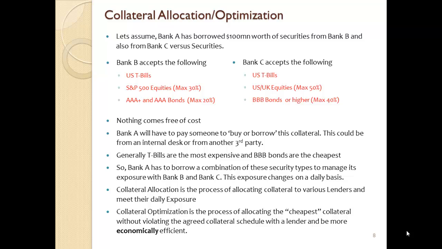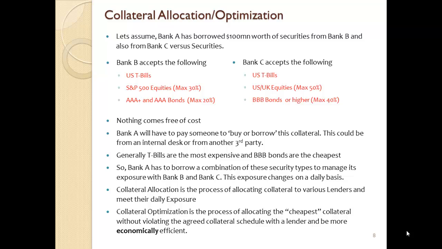Bank C, on the other hand, accepts a slightly more diversified portfolio of US Treasury bills, US and UK equities, and BBB bonds or higher. The percentage is also slightly different. One thing to note is Bank A, when it sources this collateral, it does not come free of cost. It has to pay someone to buy or borrow these collateral. This could be from an internal desk, or Bank A might be forced to go to a third party to source this collateral. Either way, Bank A has to pay someone.